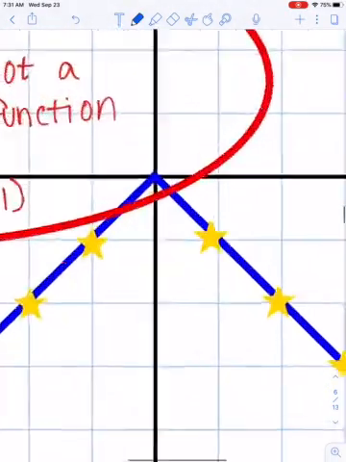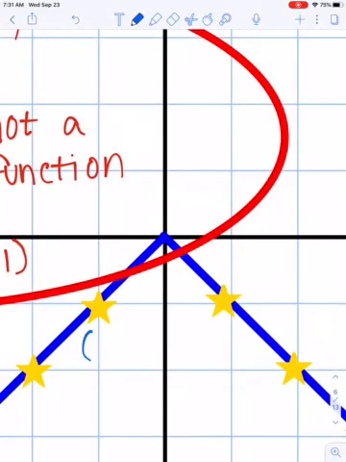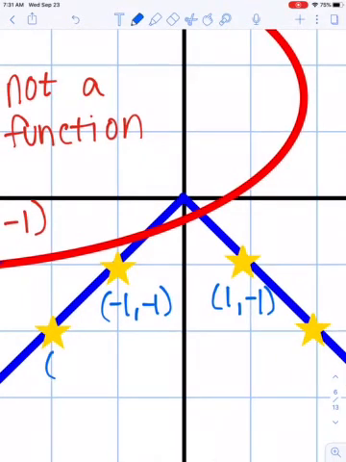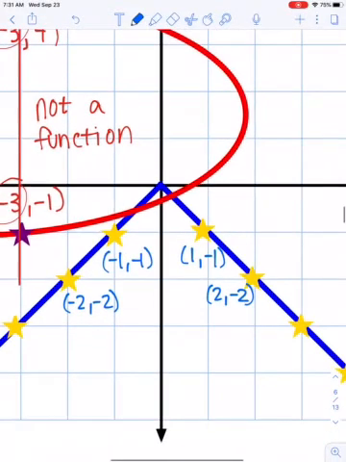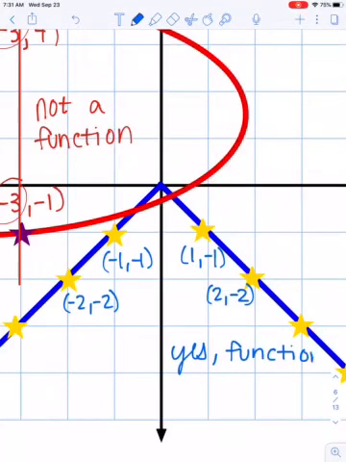Okay. The blue one, you can pick a bunch of points if you want, but if you look, this is going to be -1, -1. This is a +1, -1. Okay? -2, -2. This is a +2, -2. These are different X's because horizontally they go in different directions, and so they never line up on top of one another. So this blue one is a function.